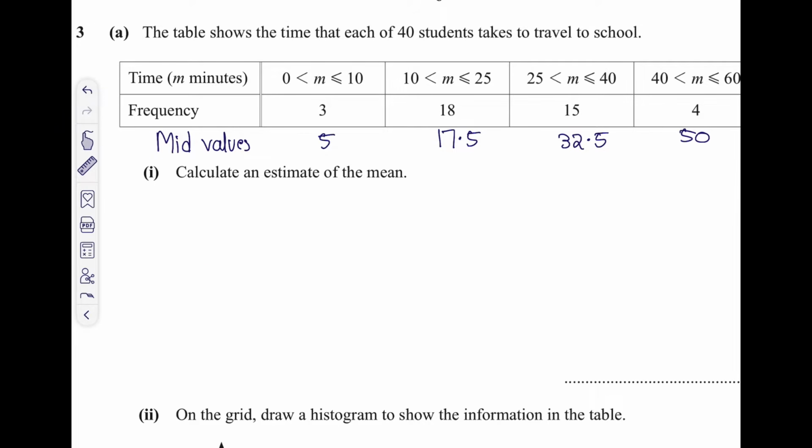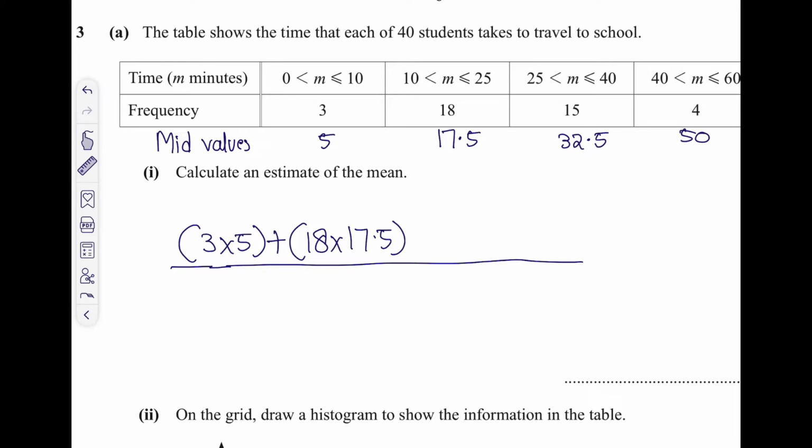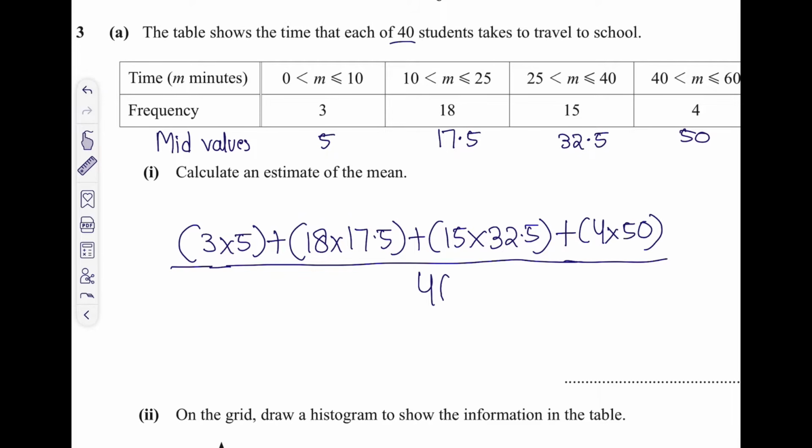Now this is a very simple working. You're going to take a long fraction, and what you're going to do is multiply the frequency by the mid value. First you multiply and then you add, so write them in brackets: 18 into 17.5 plus 15 into 32.5 plus 4 into 50, divided by the total frequency, which is 40 students over here. Now simply insert all of this in your calculator. 3 into 5 plus 18 into 17.5 plus 15 into 32.5 plus 4 into 50, divided by 40.